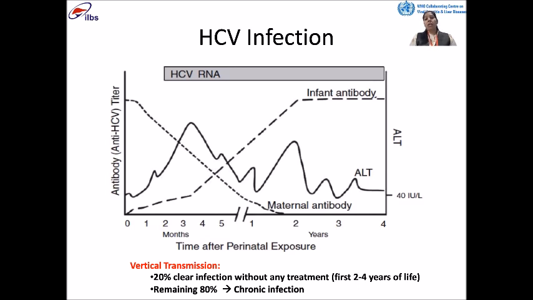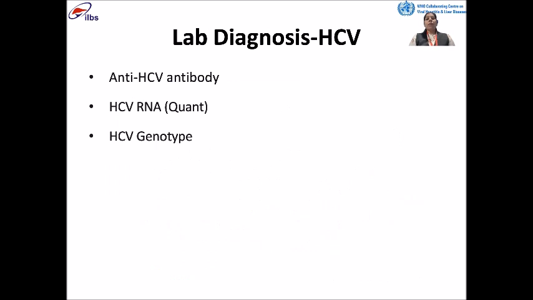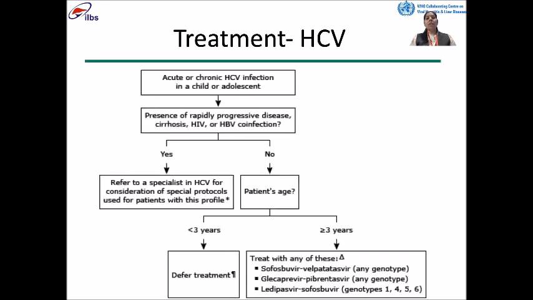But on the other hand, near about 80% of the cases, if not treated or if it does not subside, will turn into chronic infection, as HCV is a chronic type of virus. Coming to the lab diagnosis of HCV, three important diagnostic evaluations are anti-HCV antibody, HCV RNA, and HCV genotype, based upon the type of virus. Coming to the treatment of HCV virus.